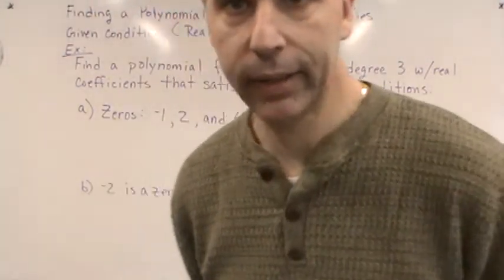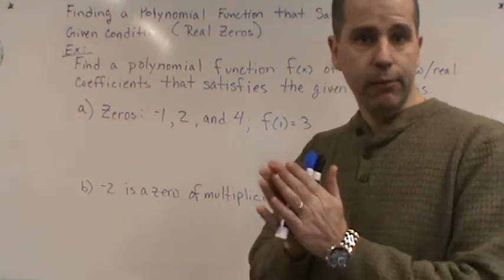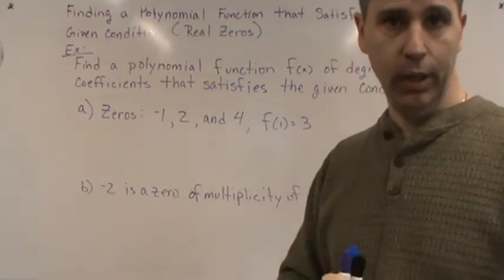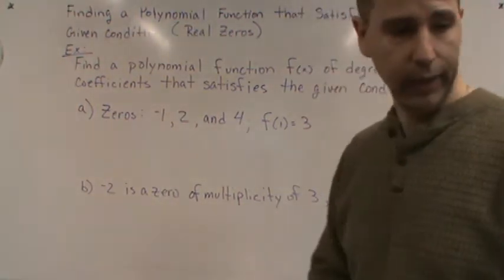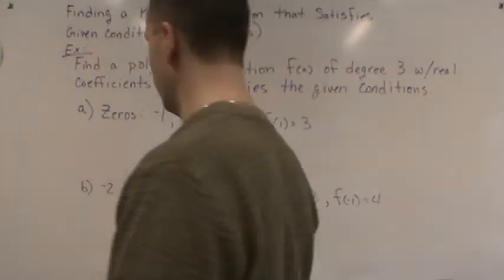Okay, so welcome back. We're going to do a couple examples of finding polynomials given certain conditions. We're going to talk about real zeros for this one. What we're looking at is a situation where we're given a polynomial or some conditions, and we want to find a polynomial that satisfies those given conditions.